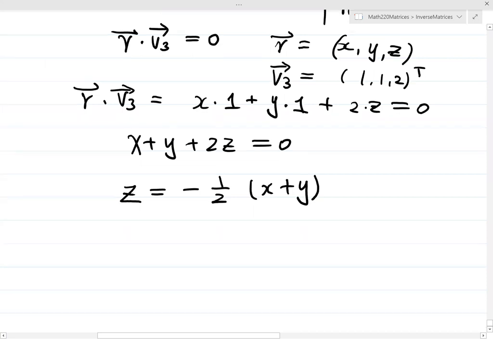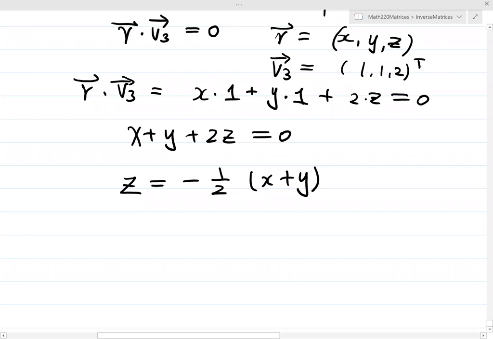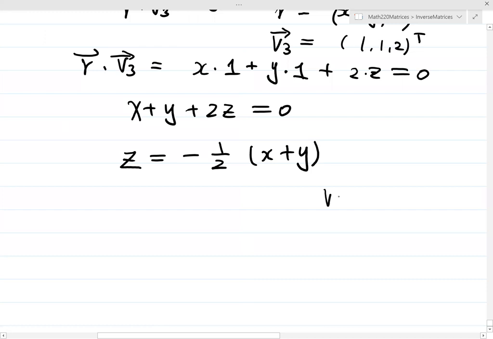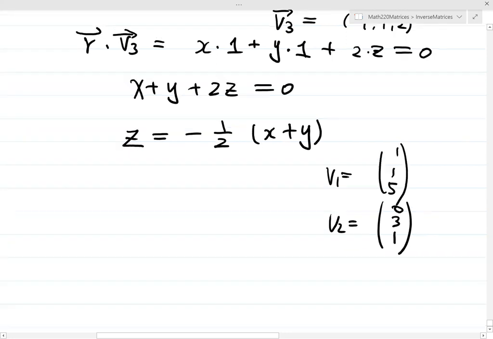Okay, now we need to construct this matrix A. Remember, we need the column space to contain V1, which is 1, 1, 5, and V2, which is given by 0, 3, 1. Once X and Y are determined, we write Z uniquely as negative 1/2 times X plus Y. So V1 is 1, 1, 5, which gives us the first column. The second column we choose to be V2, which is 0, 3, 1.